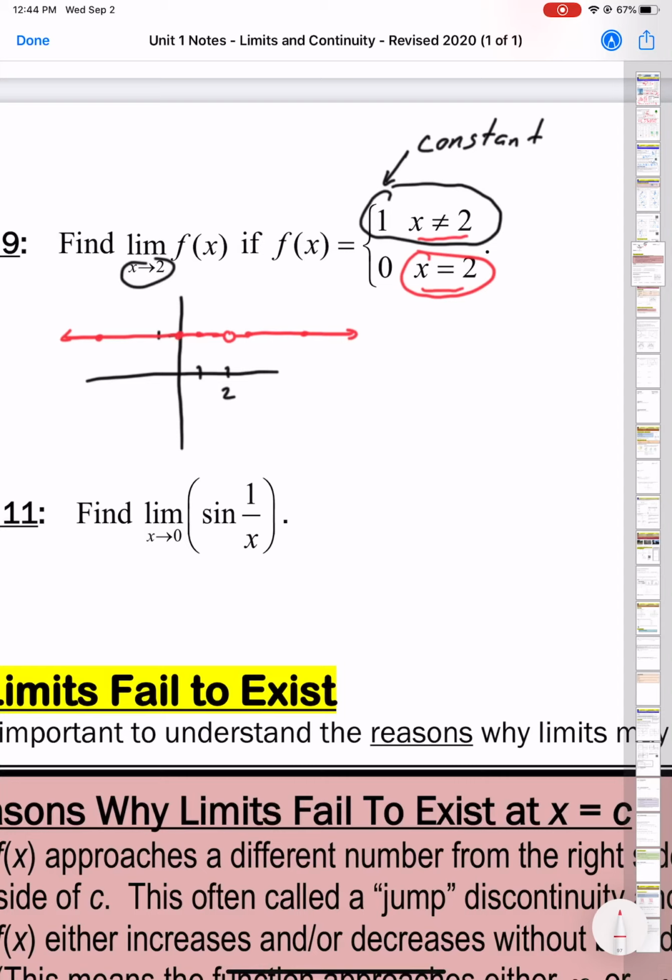And what is the value of the function at that point? 0. So there's going to be a point at 2, 0. Just a single point all by itself there. Basically what would have filled in the hole if this was a continuous function.